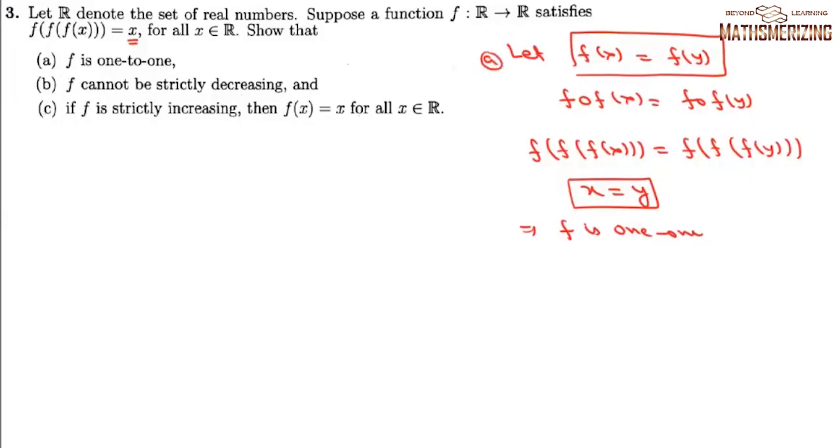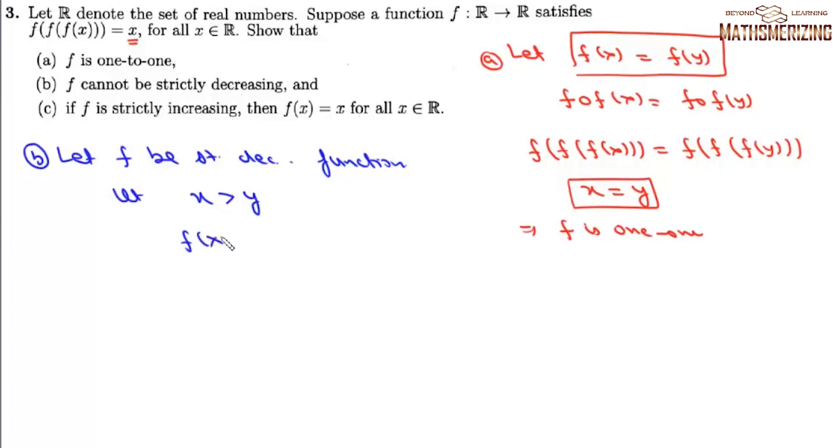Now part B is we have to prove that f cannot be strictly decreasing. So for B, what we'll do is we'll let f be a strictly decreasing function. Now if f is decreasing, let us assume x to be greater than y, and if we take f x, then since f is a decreasing function, f x will be less than f y. Now if we take this f one more time, we can write f of f x will be greater than f of f y, and again if we take one more f, again the inequality sign changes.